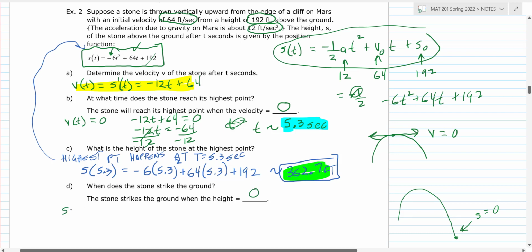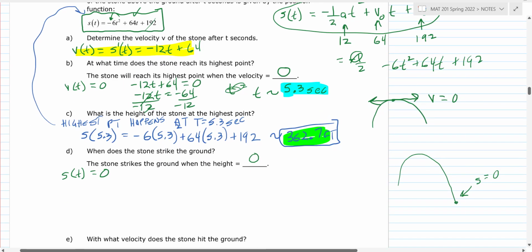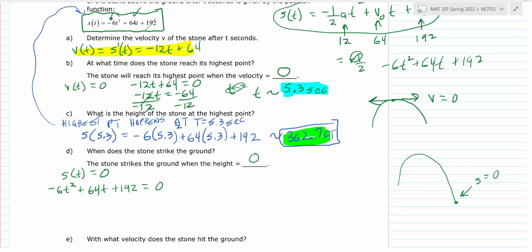So what we have to do is set the position function equal to 0 and solve that equation. This may require the quadratic formula, which is no big deal. So the displacement is negative 6t squared plus 64t plus 192. That's equal to 0. Now you could go straight to the quadratic formula if you want to. That's totally up to you.